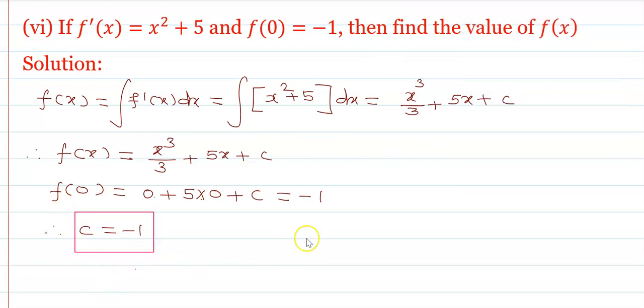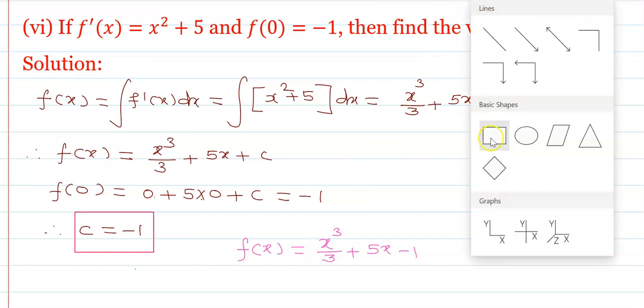And hence, what about the function? We want to find the f of x. Hence f of x is equal to x cube upon 3 plus 5x, and the value of c is minus 1. That is, x cube upon 3 plus 5x minus 1. This is the f of x and hence the answer.